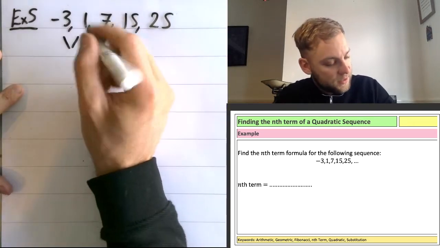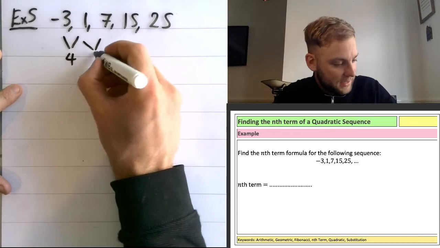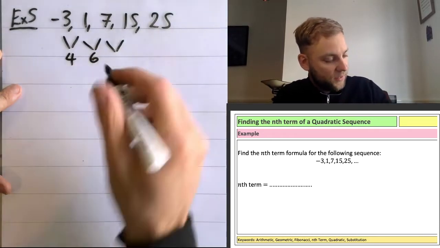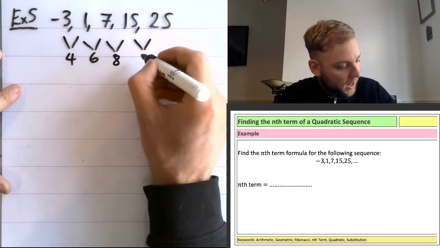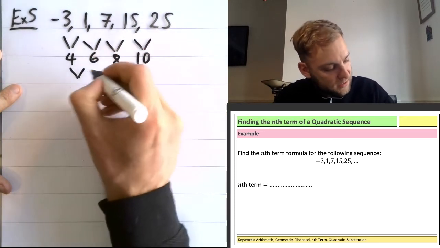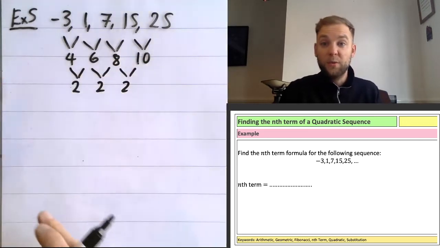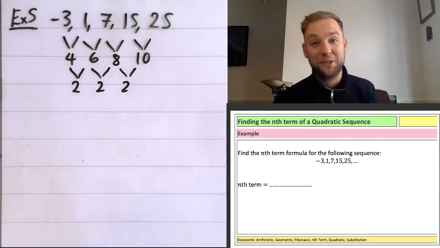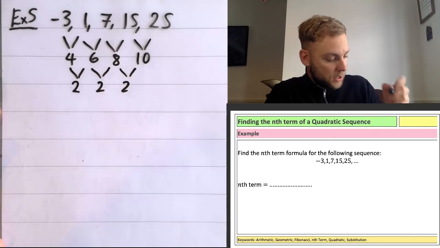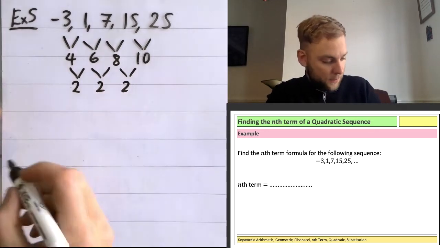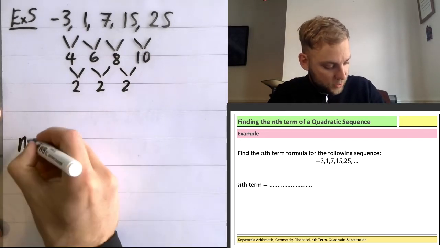So my first difference here is 4. 1 to 7 is 6. 7 to 15 is 8. 15 to 25 is 10. So my first difference isn't the same, so I'll work out my second difference, which is 2. They've all been 2 so far. We're not always going to be 2; there are going to be some which are trickier. We'll look at those in a second. So half this number goes in front of the n squared. In this case, half of 2 is 1, so 1n squared, just n squared.